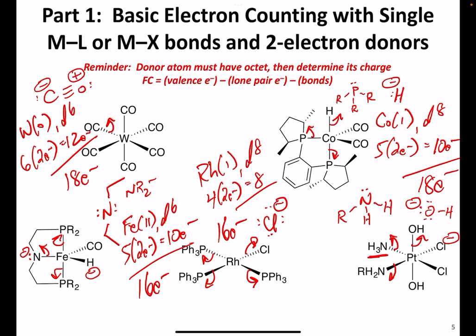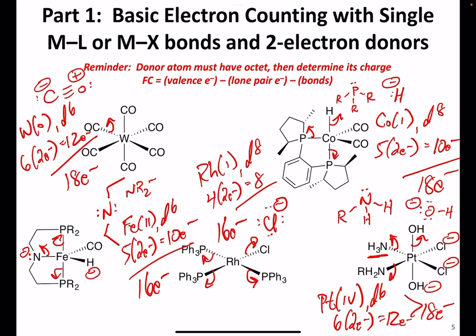We know that chloride is -1. The other hydroxide is also -1. That means that platinum must be platinum 4. Platinum 4 is d6. You have 6 2-electron donors. That contributes 12 more electrons for now a total of 18 electrons.